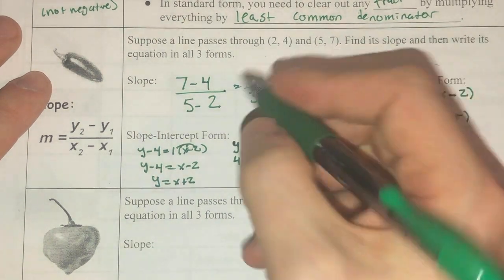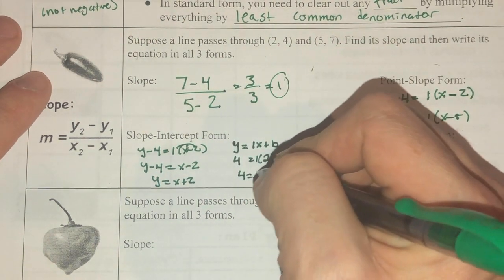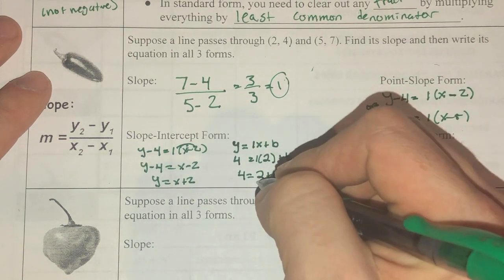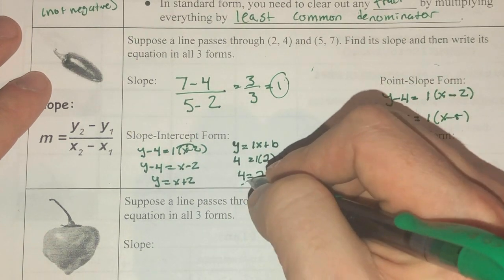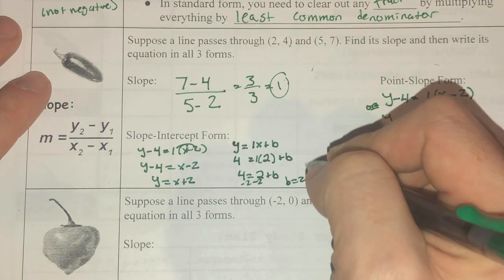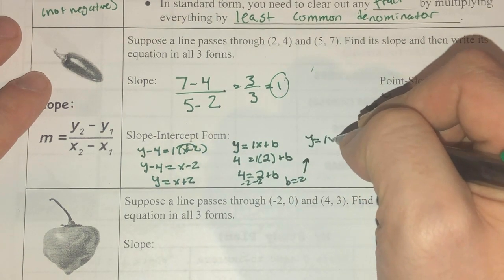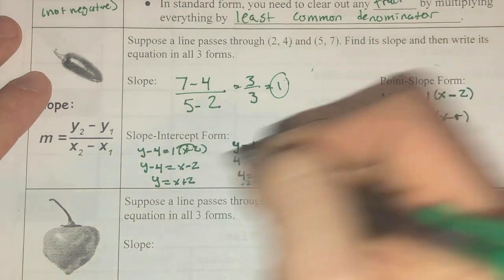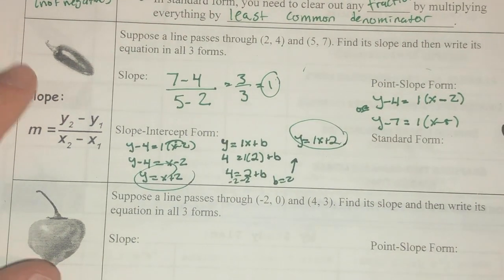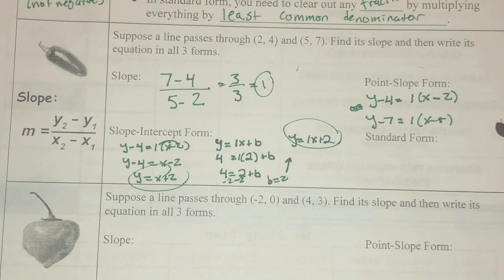Okay? And I do 1 times 2, which is 2. Then I subtract 2 on both sides, and I get b equals 2. And I come up and I write y equals 1x plus 2. Now, if you write 1x or just leave it as x, those are mathematically equivalent. I would take either one.